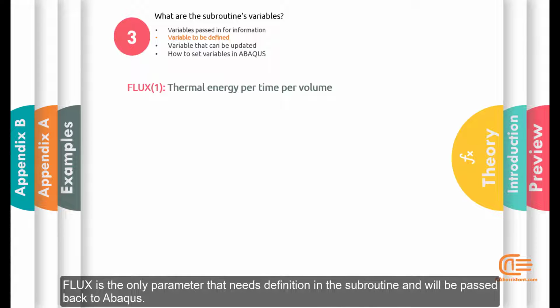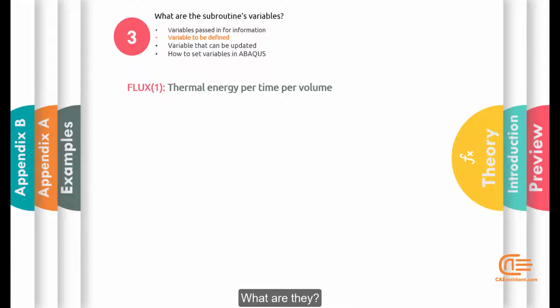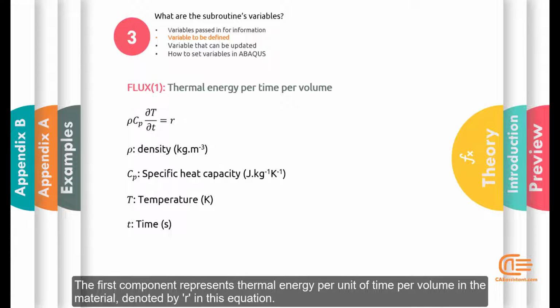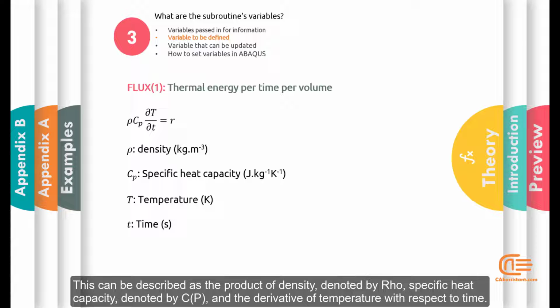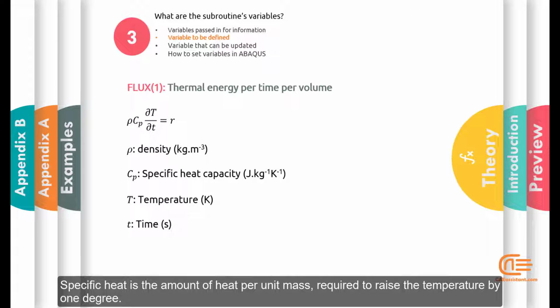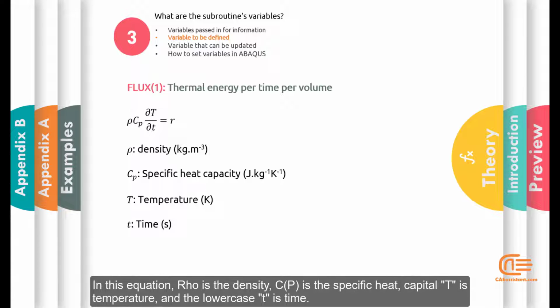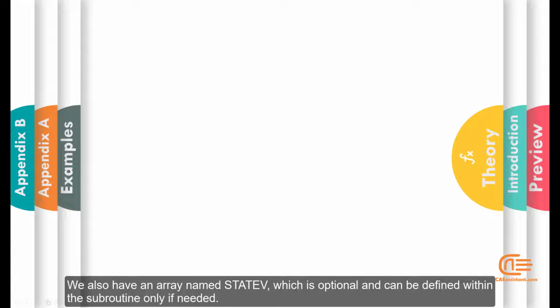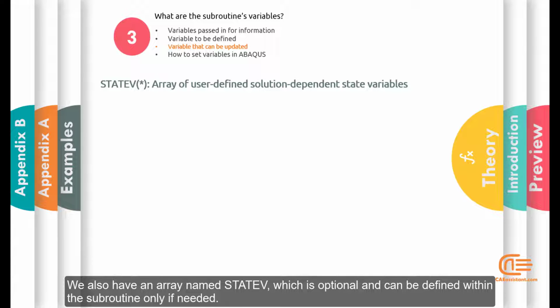FLUX is the only parameter that needs definition in the subroutine and will be passed back to Abaqus. It is an array with two components. What are they? The first component represents thermal energy per unit of time per volume in the material, denoted by R in this equation. This can be described as the product of density, denoted by ρ, specific heat capacity, denoted by Cp, and the derivative of temperature with respect to time. Specific heat is the amount of heat per unit mass required to raise the temperature by 1 degree. In this equation, ρ is the density, Cp is the specific heat, capital T is temperature, and the lowercase t is time. FLUX(2) is the variation of heat flux with respect to temperature. We also have an array named STATEV, which is optional and can be defined within the subroutine only if needed.